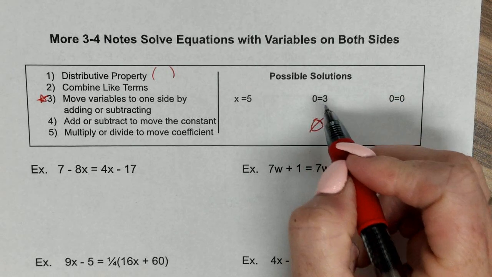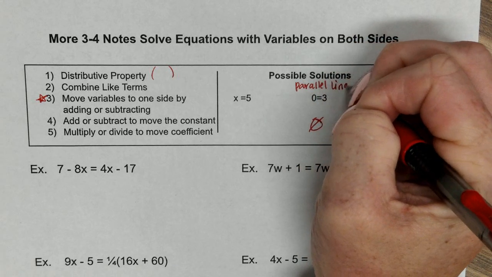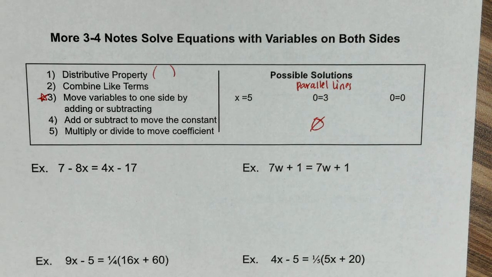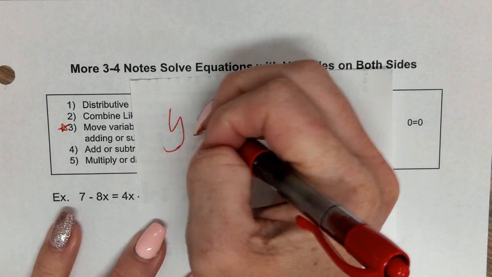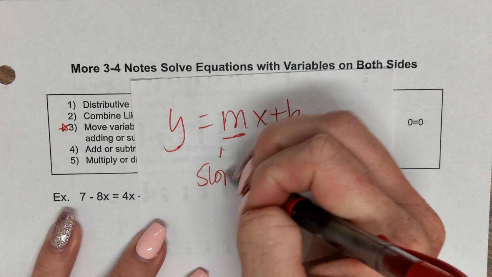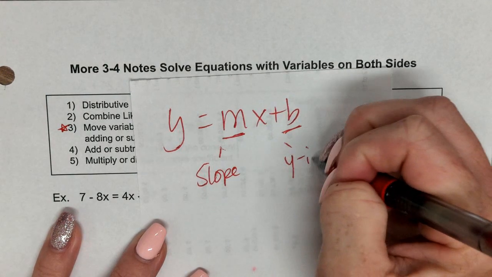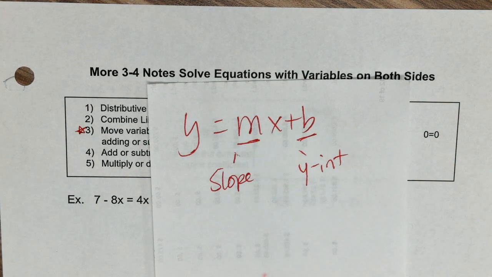This means there are parallel lines. And how do I know that? Because the slopes and the y-intercepts are the same. So remember, you don't have to write this down. In 7th grade, you learned y equals mx plus b, where the m is the slope and the b is the y-intercept. If the slope is the same, which is the number that has the variable, they are parallel lines.